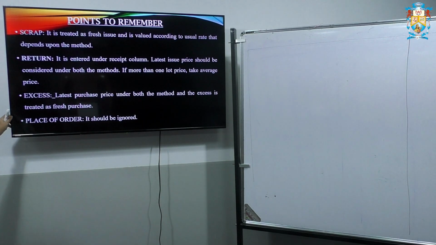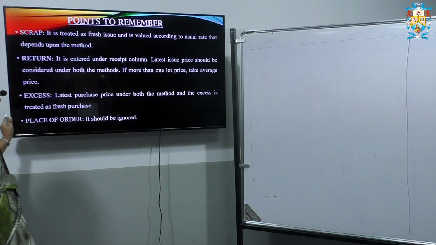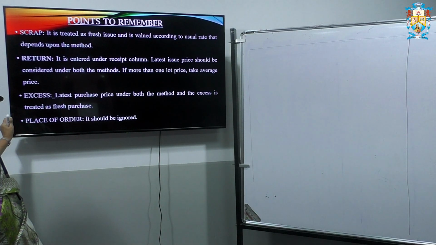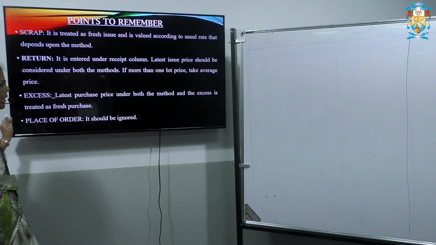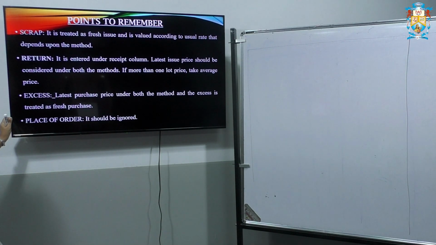First one is scrap. Which items should be scrapped? That should be calculated according to their usual rate, and that depends on their methods. The next one is returns. Sometimes some of the stocks have to be returned to the vendors or the stores. That should be calculated at the latest issue price and should be considered under both the methods.